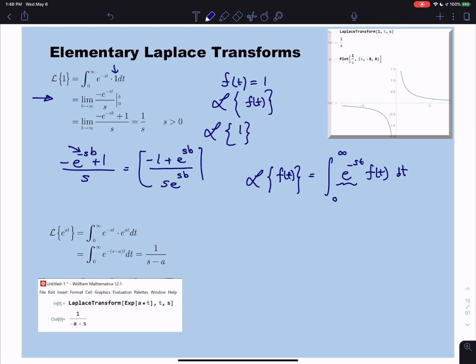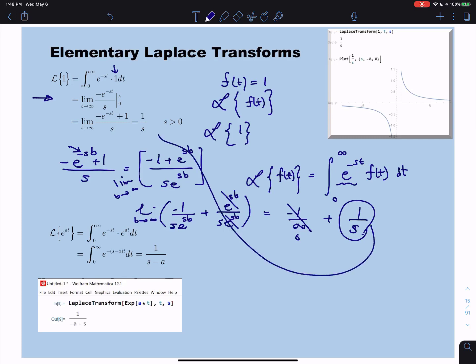Now, if you take the limit of this expression as b goes to infinity, you see this becomes minus 1 over s e to the sb, plus, separating fractions, e to the sb divided by s e to the sb. The e to the sb's cancel out, and remember you're taking this limit as b goes to infinity, so you basically have minus 1 over infinity, which tends to 0, plus 1 over s, where there are no numbers to plug in. So that's why the Laplace transform of 1 is 1 over s.